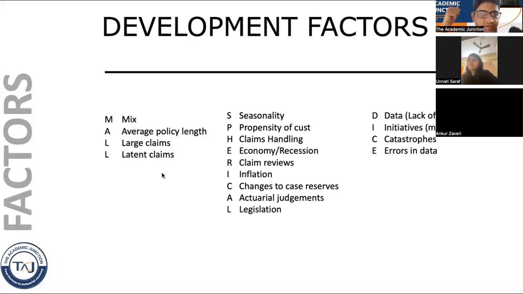The mnemonic is small spherical dice. M is for mix of business impacts development factors. The changes in business mix will change your development factors. Average policy length impacts development factors. Large claims and catastrophes impact development factors. Seasonality of claims impacts development factors. Propensity of customers to make a claim.